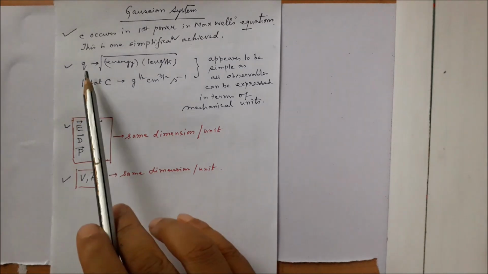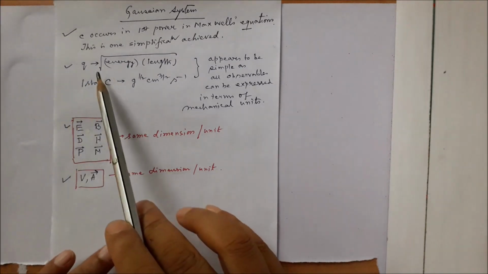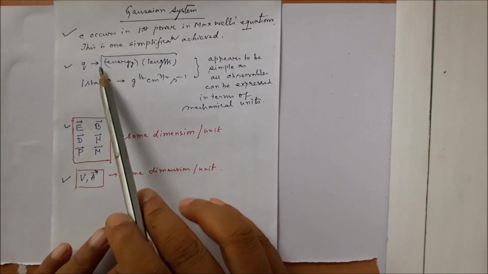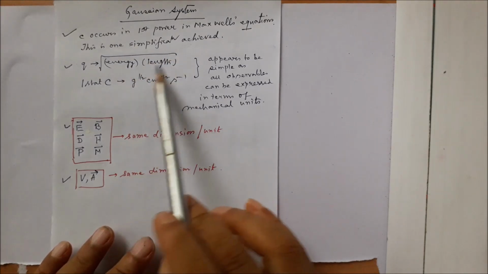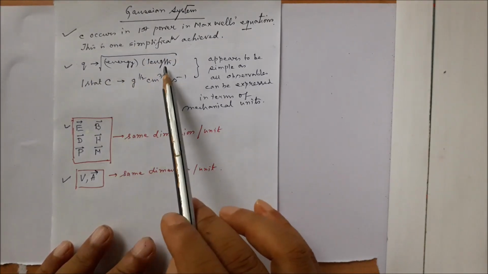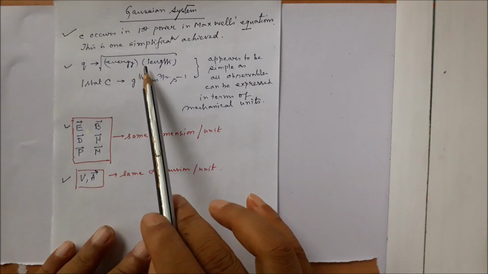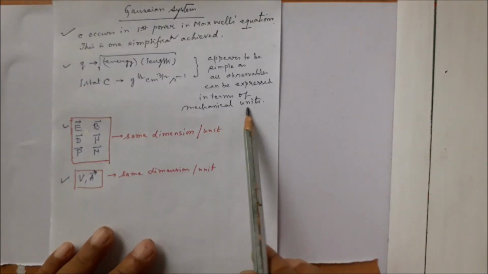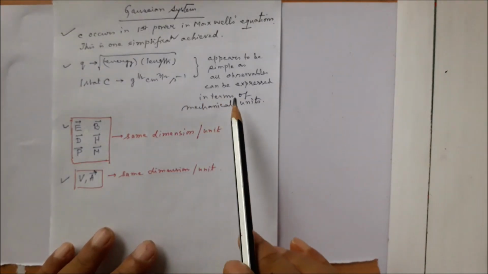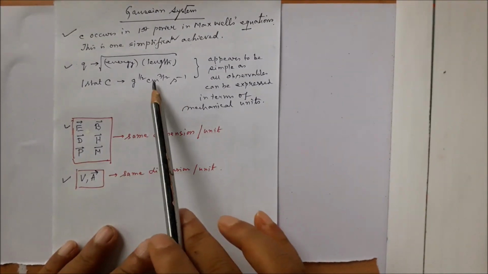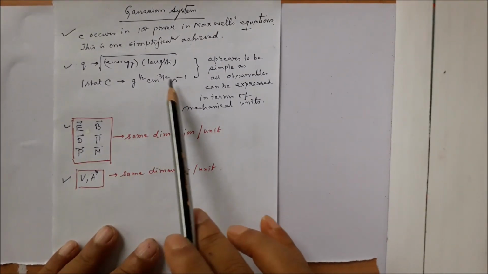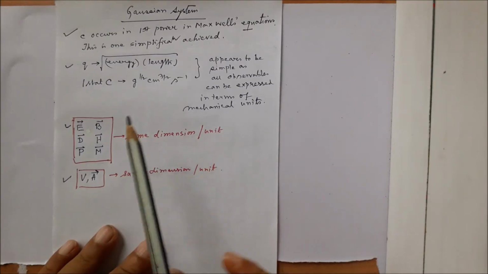Secondly, charge was shown to be equal to the square root of energy times length. So this is how charge can be expressed. So charge can be expressed in mechanical units, and this is a huge thing. So 1 statcoulomb can be expressed as a combination of gram, centimeter and second. So this is really a great achievement.